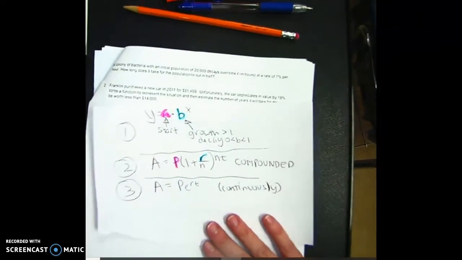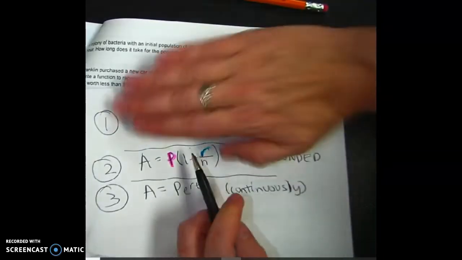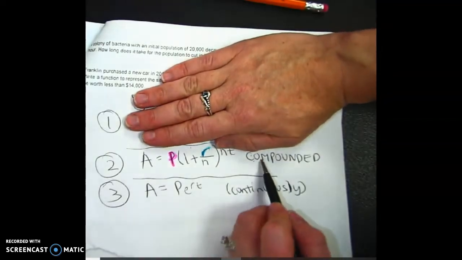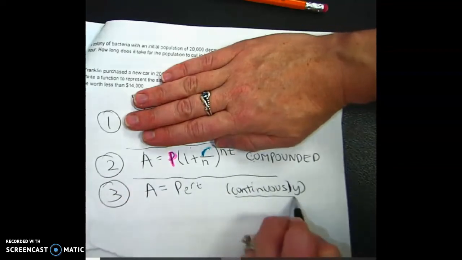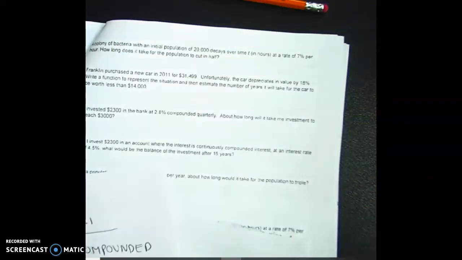So how do you know which one it's going to be? As soon as you see the word compounded, this one's out. It's either going to be this one or this one. If it says compounded monthly, daily, whatever, it's this one. But as soon as you see continuously, it's this one. Okay? All right, let me pause this real quick.